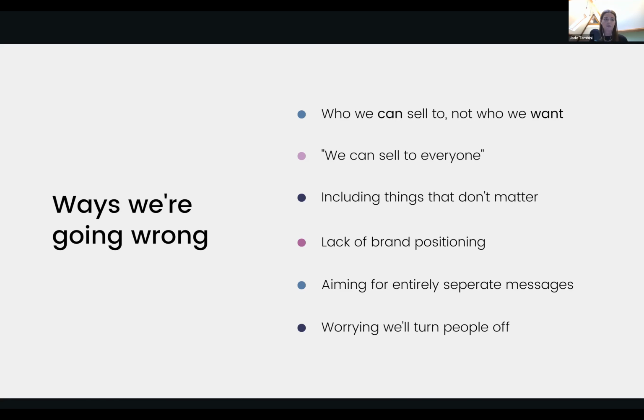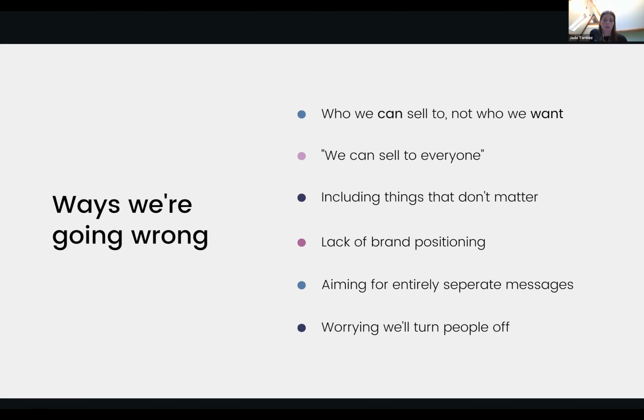And lack of brand positioning is, we could understand behind the scenes our buyer personas pretty well. Our sales team might have a really good grasp on them. But if we're not getting across in our brand positioning directly, hey, you've got these pain points and here's directly how we would help you, then you're not bringing your buyer personas to life in a sense. And I have got some content on my YouTube channel about brand positioning, the importance of it.